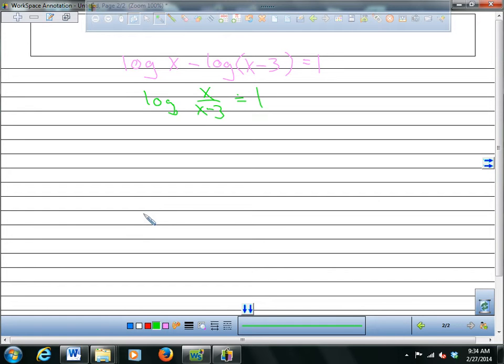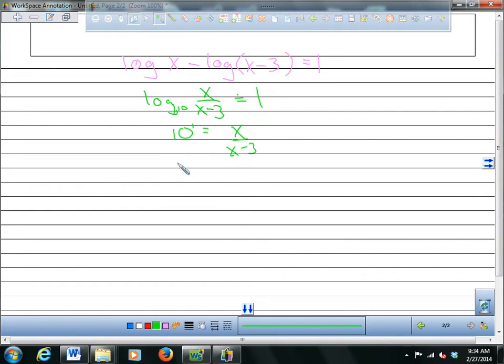What's next? Multiply x minus 3? It said 10 equals x over x minus 3, right, because there's a 10 down here. So 10 to the 1 equals x over x minus 3. So I just rewrote it in exponential form.